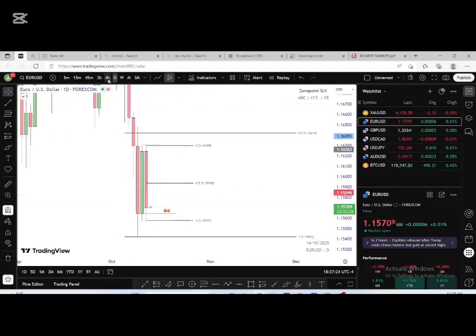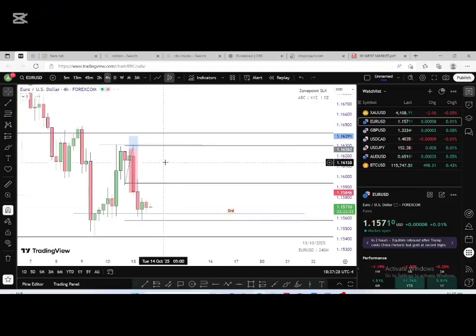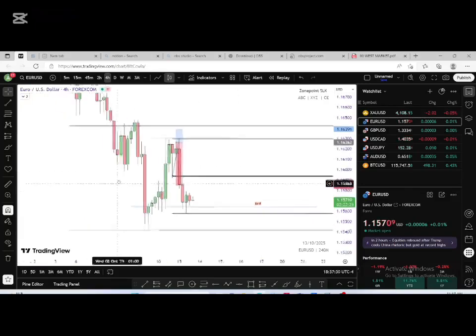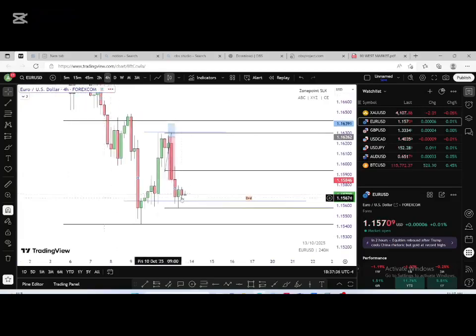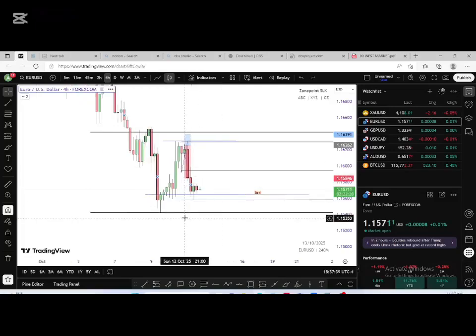So now we go to 4 hours. What do you want to see on 4 hours? We want to see a breakout on 4 hours. But here I can't see anything that serious.